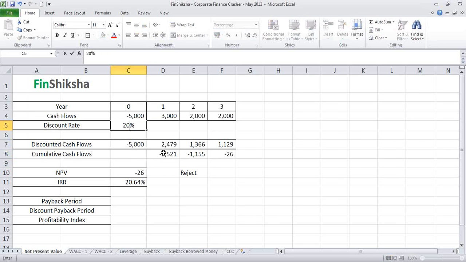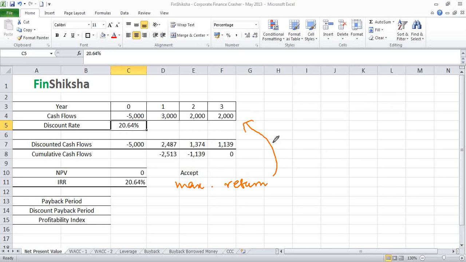So the return on the project will be equal to zero at the IRR. So this 20.64 is effectively the maximum return that this project or this set of cash flows can generate. IRR for a project is the maximum return that that set of cash flows can generate. Fine. Let's go back to our initial set of assumptions.